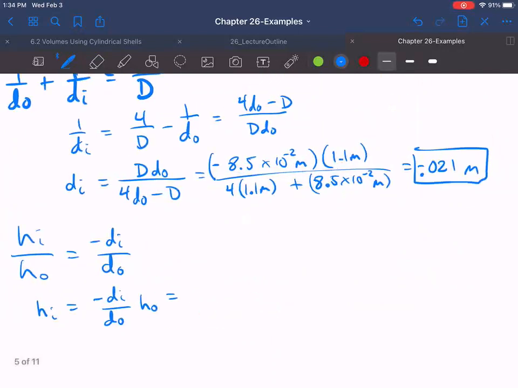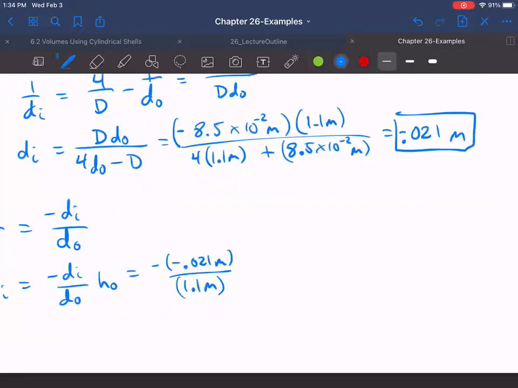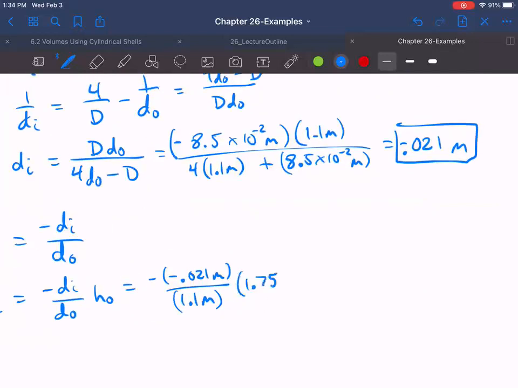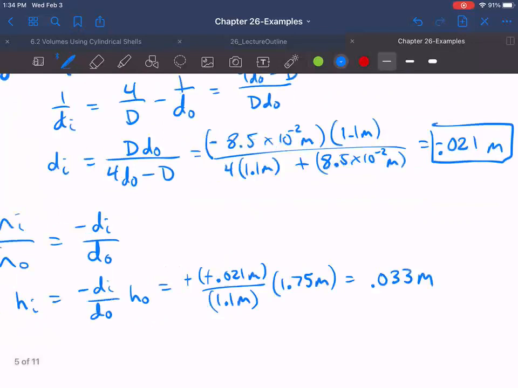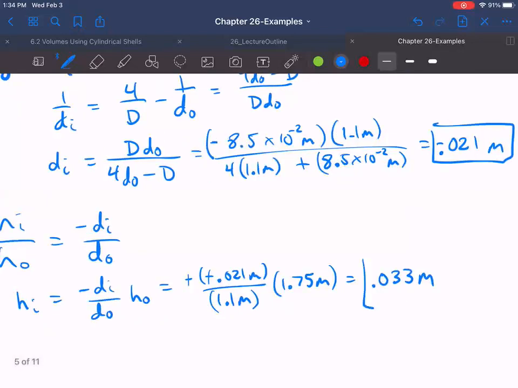And then the image distance was negative of negative 0.021 meters over the object distance, which was 1.1 meters, times the object height, which was what, 1.75 meters? Just like that. These will cancel out. And so what do we end up with there? Something small, 0.033. And that's a positive. That's positive for the image height because it is upright. And so there it goes. That works out nicely for us.